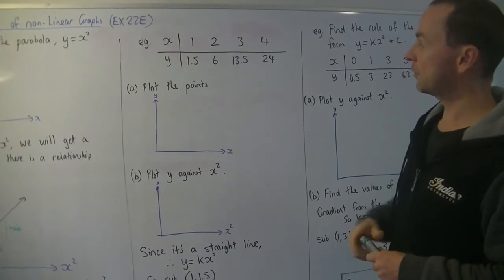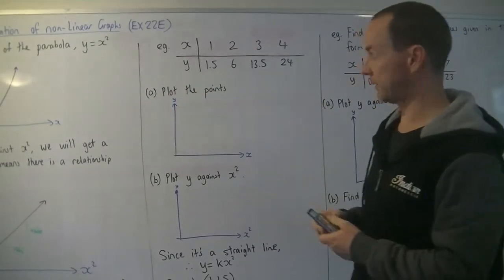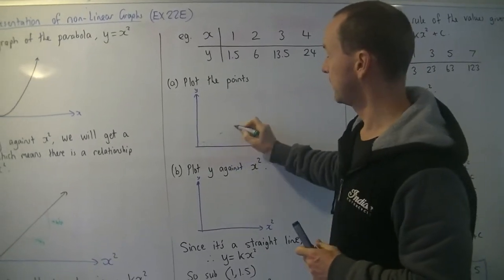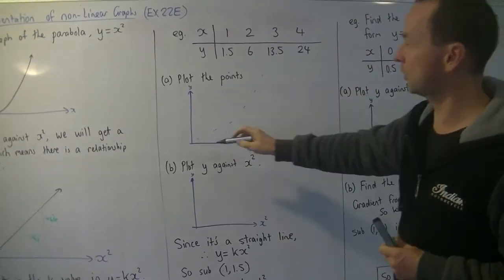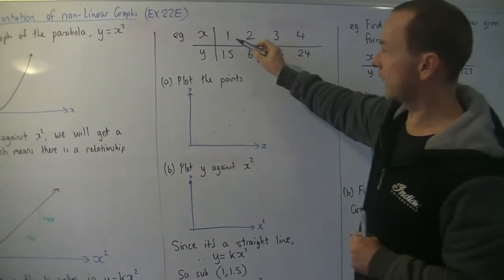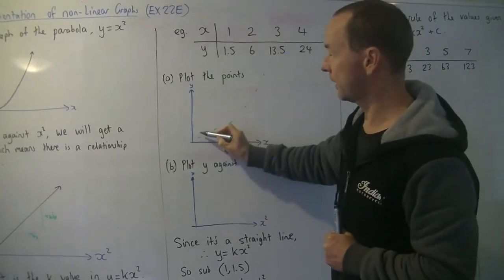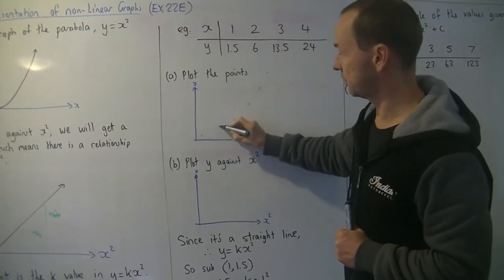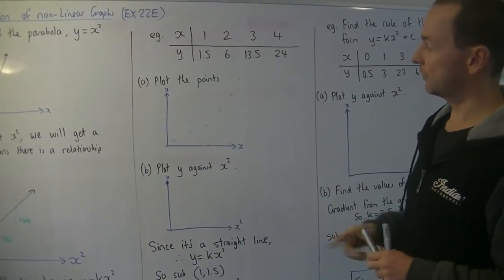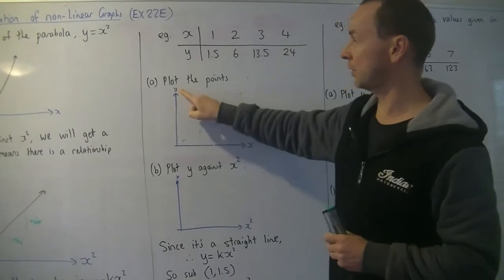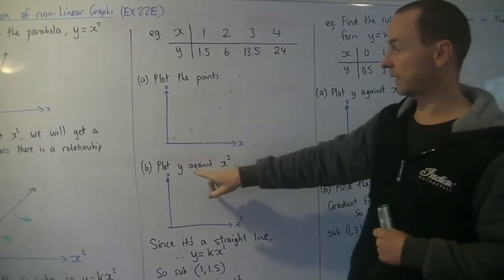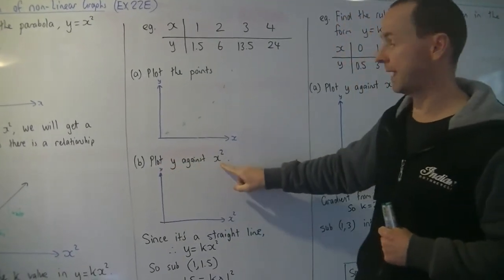So, first, part A says plot the points. I'm not going to do this exactly, but when we plot the points, you probably get a graph like that. It could be a cubic, maybe it's a parabola. So you plot those points, you all know how to do that. The first point is 1, 1.5. So you plot the point, 2, 6, you plot the point, and so on. So you'll get a graph like that. Okay, so we know that it's not a relationship between y and x, so it's not a straight line. So we move down here, and part B said plot y against x squared.